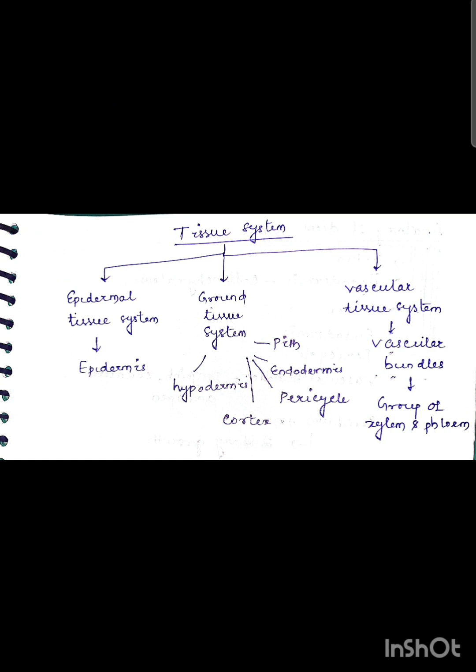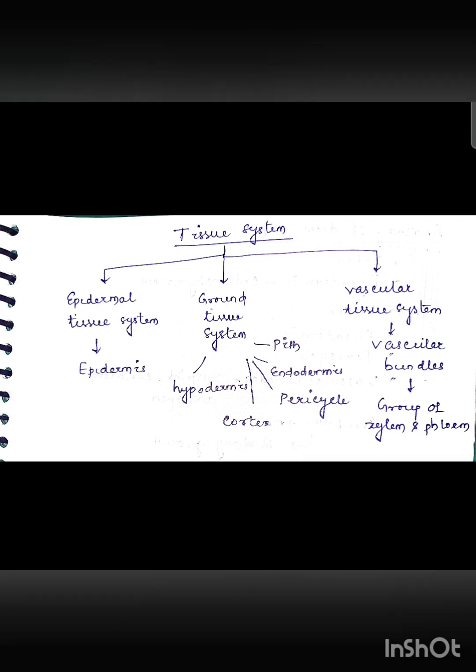Then after that, the tissue system. So there are three types of tissue system: epidermal tissue system, ground tissue system, and vascular tissue system. Under epidermal tissue system, epidermis is present, epidermis of the aerial part of the plant, and epiblemma of the root. Under ground tissue system, hypodermis, cortex, pericycle, endodermis and pith are present. Then the vascular tissue system is constituted of vascular bundles, and vascular bundles consist of xylem and phloem patches.